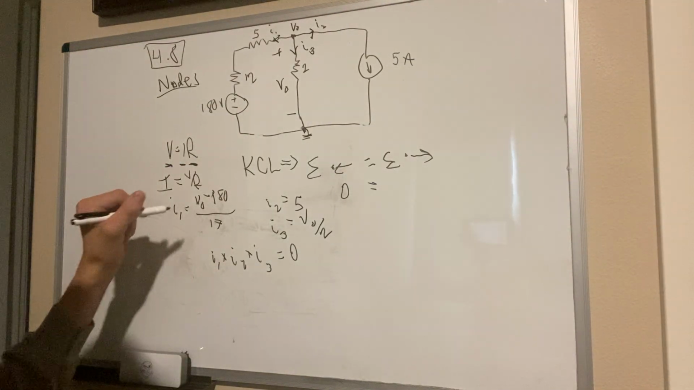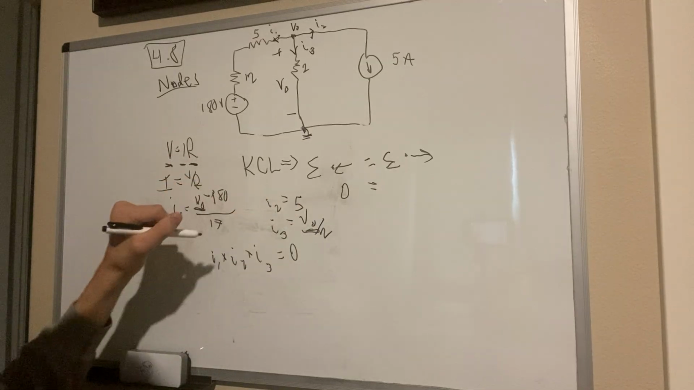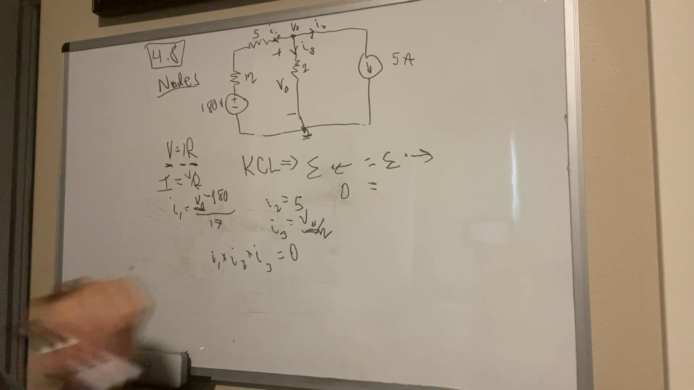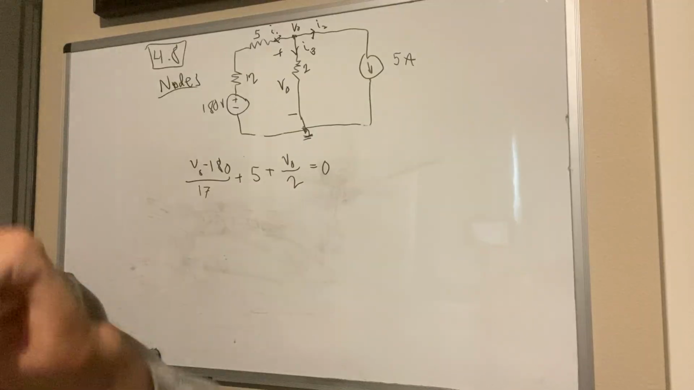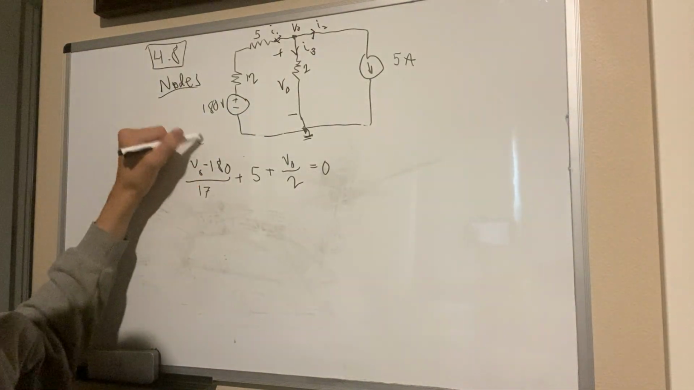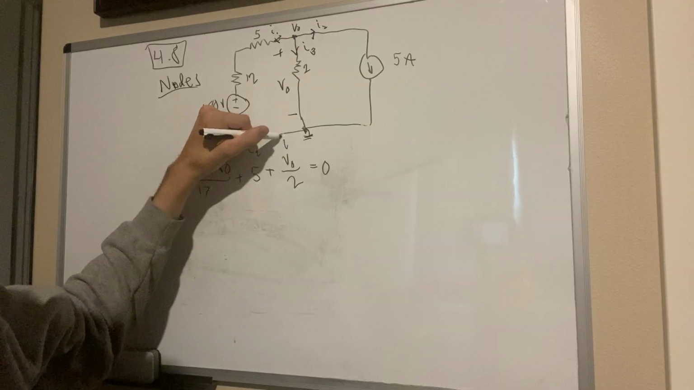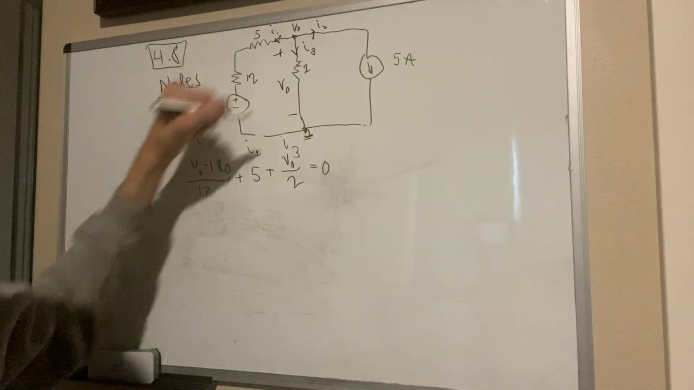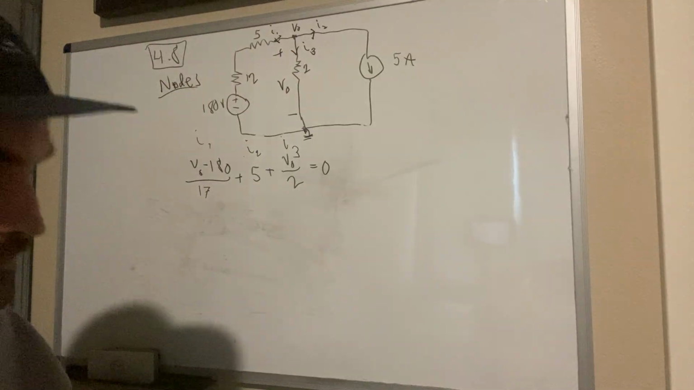You'll notice that we only have one variable here, right? V naught. And so as we add these up, we'll be able to simply solve the equation and get the right answer. So I'm going to erase this and rewrite it. Okay, so we have the equation rewritten here. This is I1, this is I2, this is I3. V naught minus 180 over 17 plus 5 plus V naught over 2 ohms equals 0.